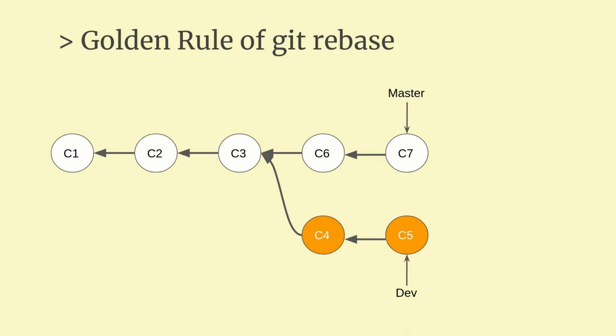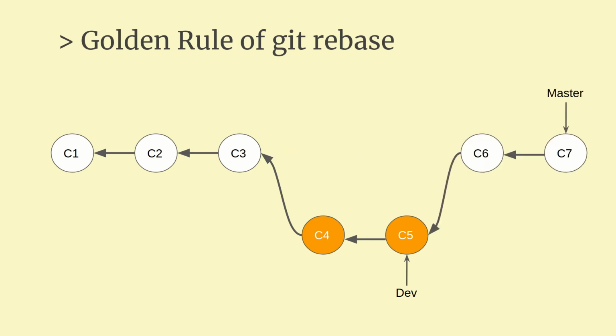As my current branch is master and I want to rebase dev, it will first add the changes of the dev branch, that is C4 and C5, next to C3, and after that it will add the changes of my master branch, that is C6 and C7. That's how my history looks now.